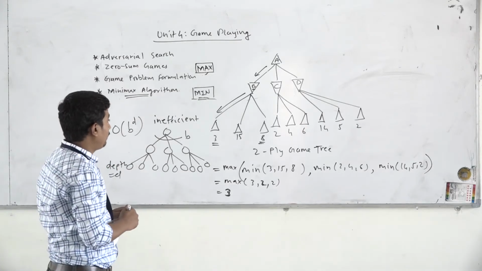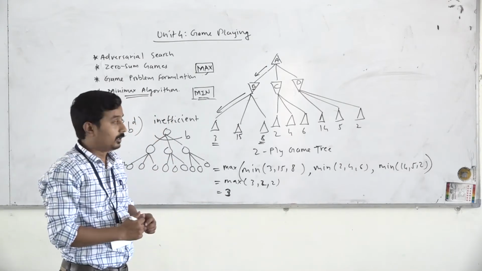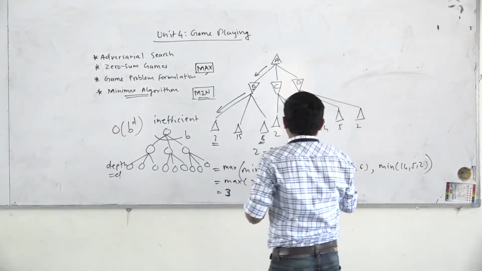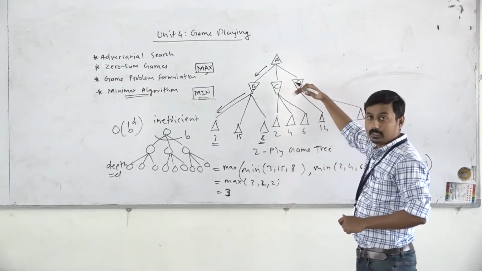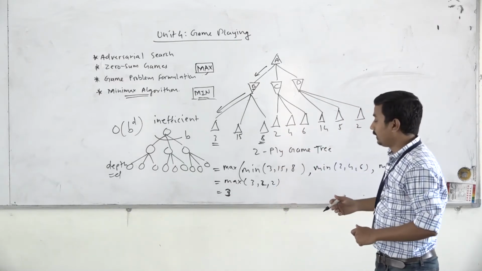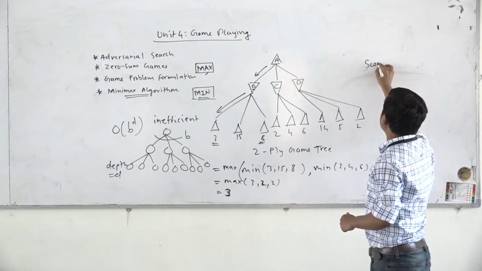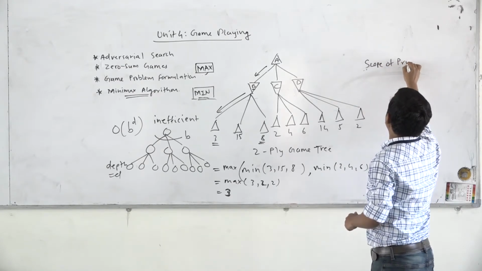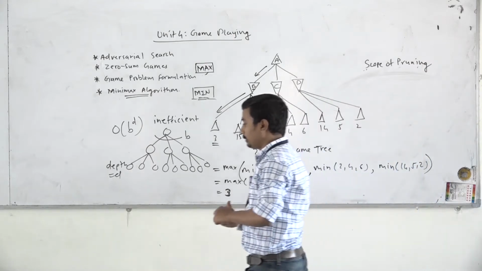So how can we reduce the complexity of the minimax algorithm? If we are able to prune some of the branches, if we can cut off the search at a certain level, then our search will become a little more efficient, right? So is there any scope of pruning in the minimax algorithm? Let us see this example only.